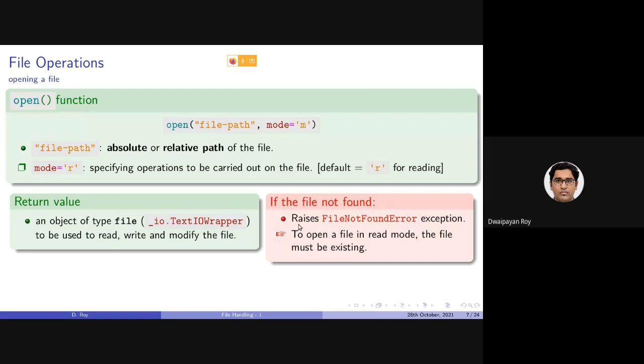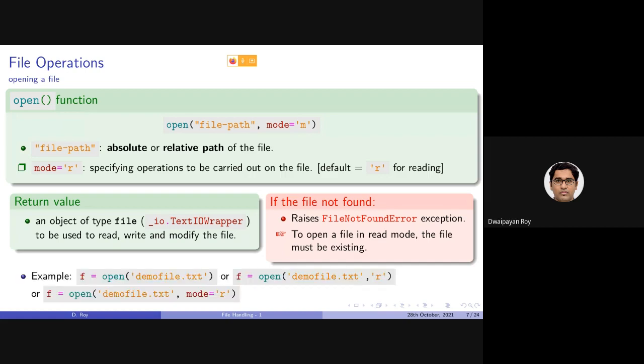In that case, the Python interpreter will be raising a file not found error. So as we understand, to open a file in the read mode, the file must be existing. Otherwise, there is no point in reading from the file. Okay. Some examples of opening a file in the read mode is this.